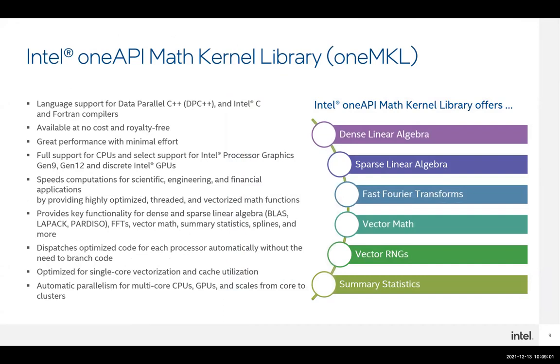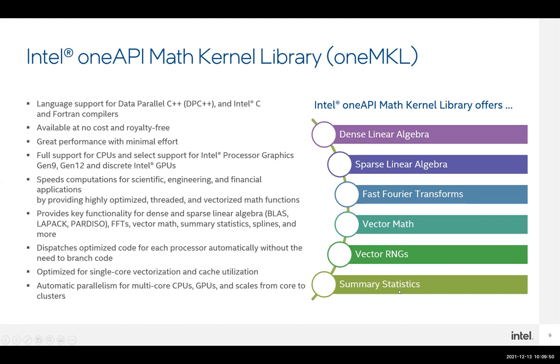With this, we'll switch and talk about the more important, lengthy part of our presentation. It's about the oneMKL math kernel library. This is one of the more popular libraries used in HPC. It's a set of highly optimized, threaded, vectorized math functions, which can be used to speed up computations for scientific, engineering, and financial applications. And it provides key functionality for dense and sparse linear algebra domains, BLAS, LAPACK, PARDISO, for FFTs, vector math, vector RNG, summary statistics, and others.